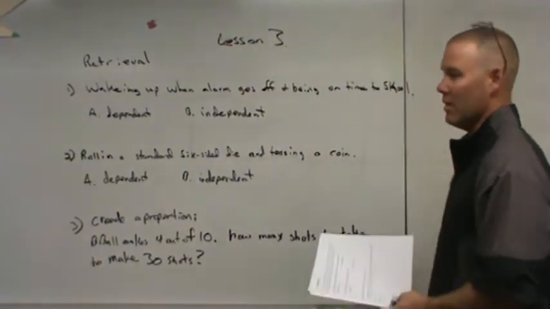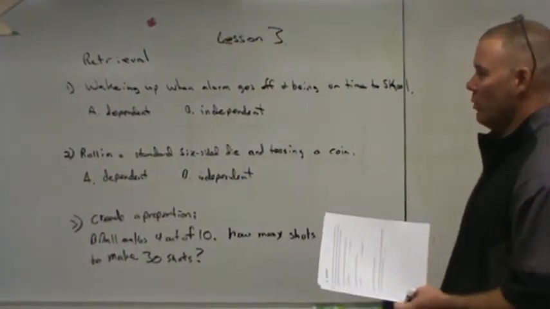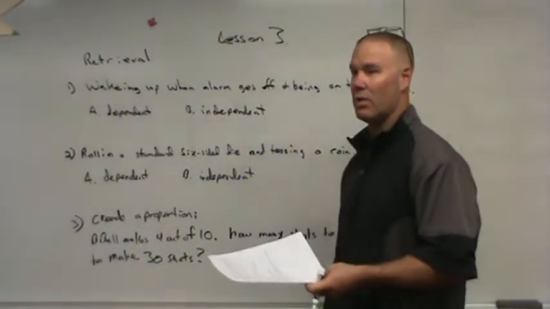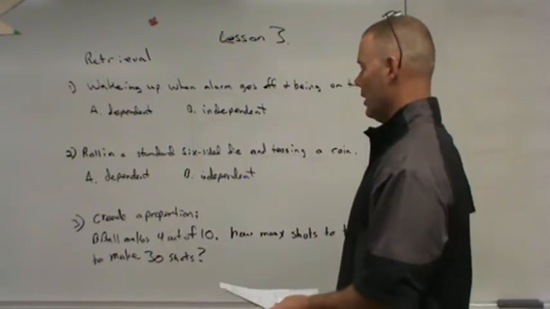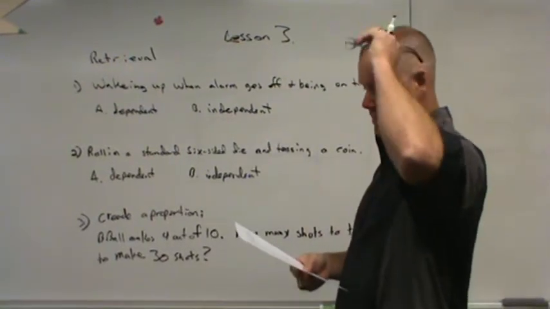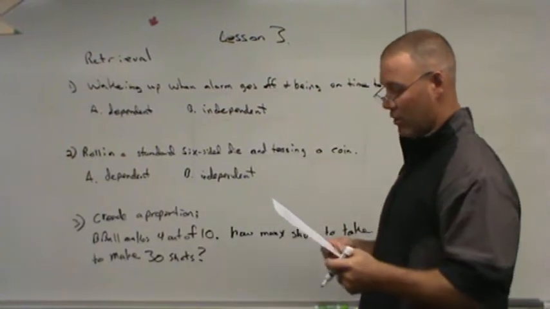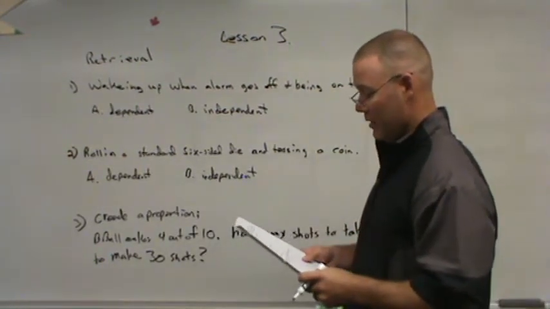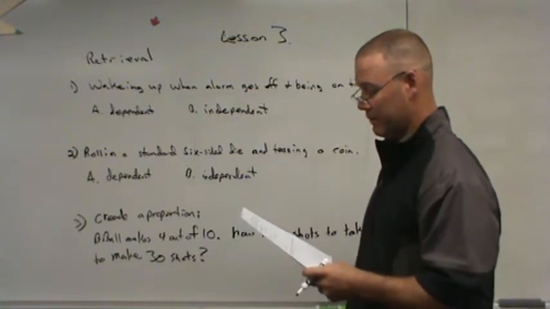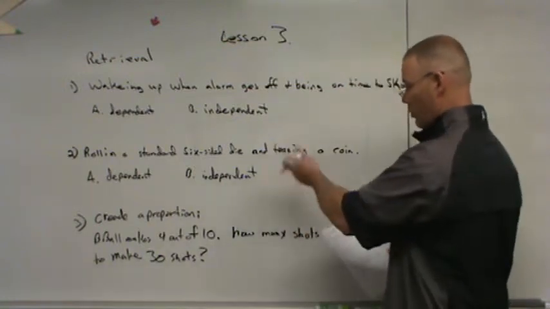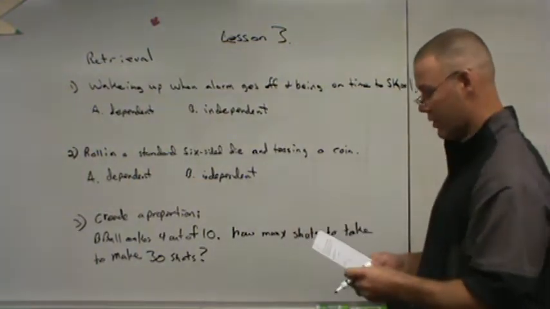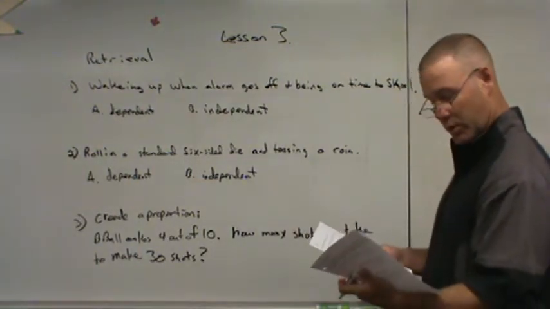It's looking at, and I don't know why they didn't do this before, whether an event is dependent or independent, and what that means. It says if one action affects the next, then the actions or events are dependent. If one action has no effect on the next, then the actions are considered independent. So with the retrieval, we're going to look at a couple of questions related to the ready and the go, and then you'll just work on those in class.